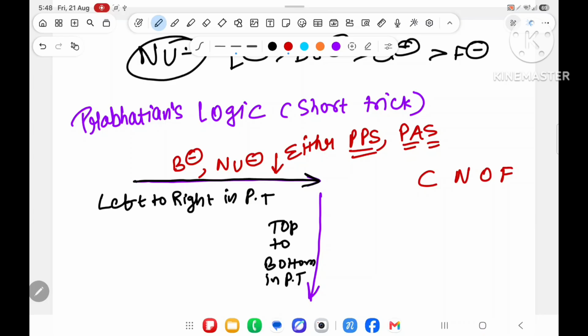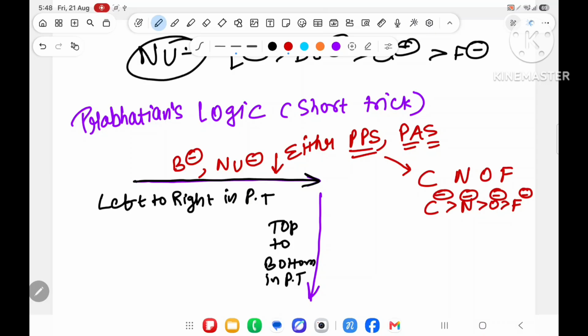Which has more nucleophilicity? Sir, carbon, then nitrogen, then oxygen, then fluorine. Nucleophilicity means negative charge is there. So which has more nucleophilicity? Carbon, then nitrogen, then oxygen, then fluorine. Because left to right, base power and nucleophilicity power decrease. So carbon has more than nitrogen, then oxygen, then fluorine.